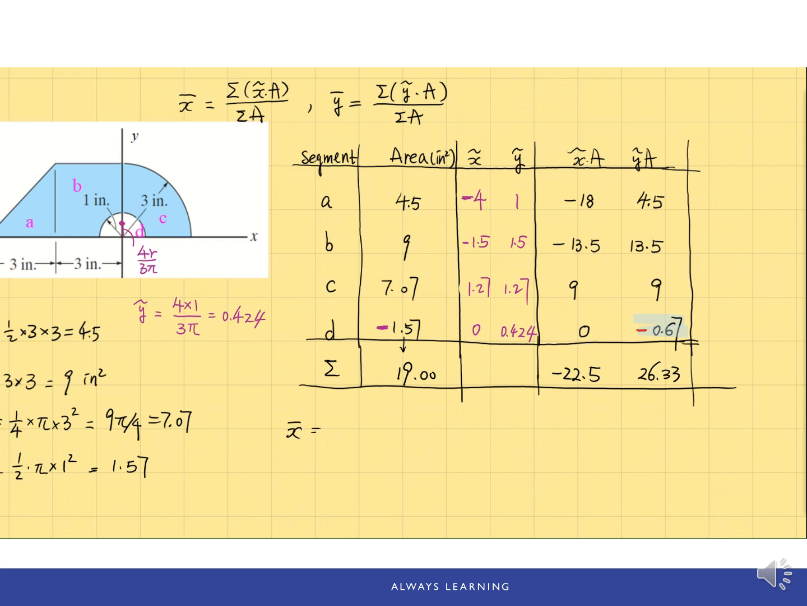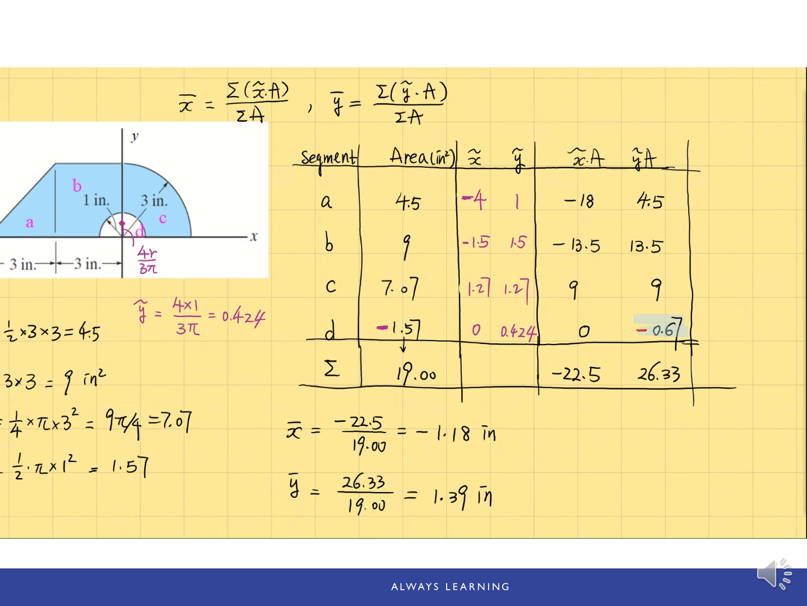So x bar equals the sum of x tutor A, which is negative 22.5, over the sum of A, which is 19. And this will give us negative 1.18 inch. And y bar equals 26.33 over the sum of all the areas, which is 19. So this will give us 1.39 inch. And this problem is solved.